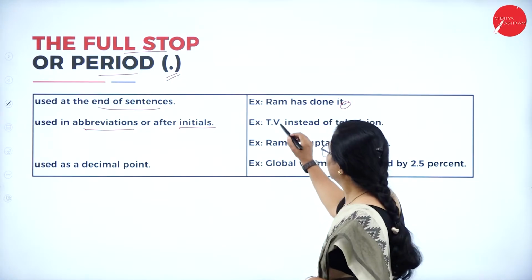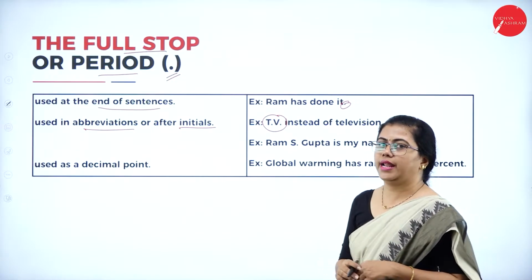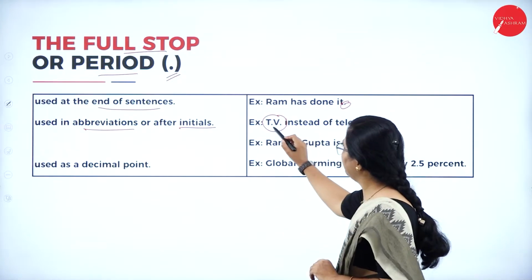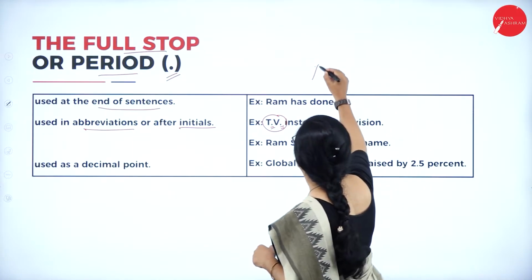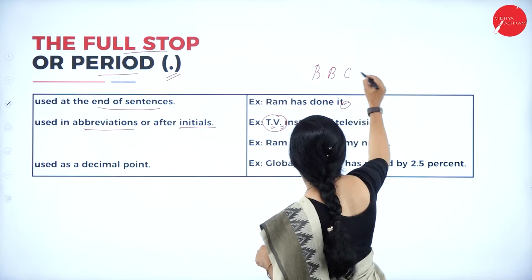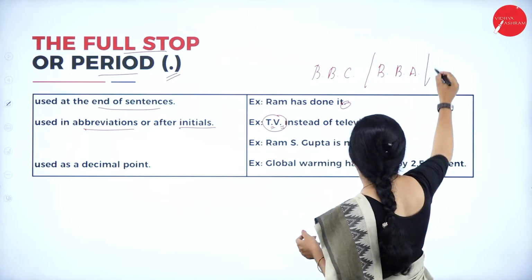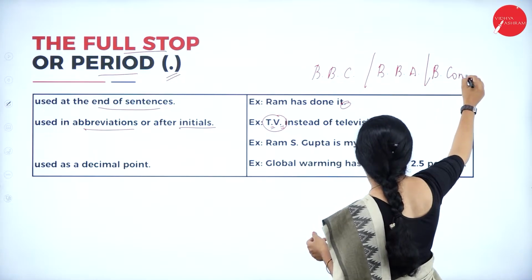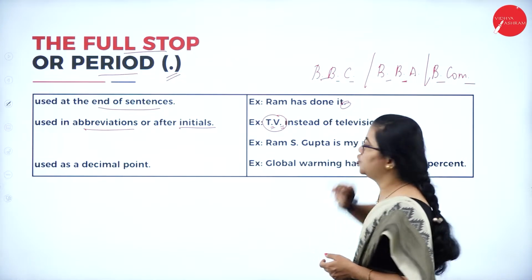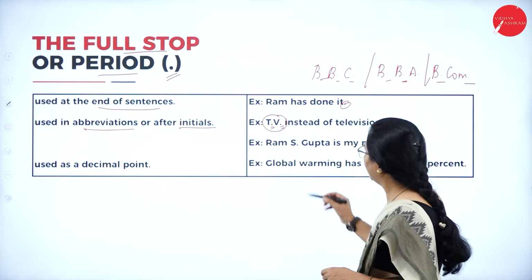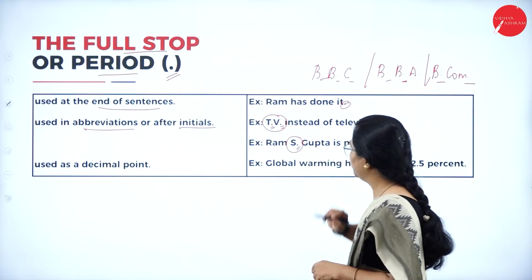Here you can see this is the abbreviation. TV is the abbreviation for television. It's a short form, so for TV you just put a dot here. Another example I can give you is BBC, or this course, B.B.A., or maybe B.Com. Whenever it is an abbreviation, everywhere you use this full stop. And also for the initial, as I said, after the initial you are going to use it.